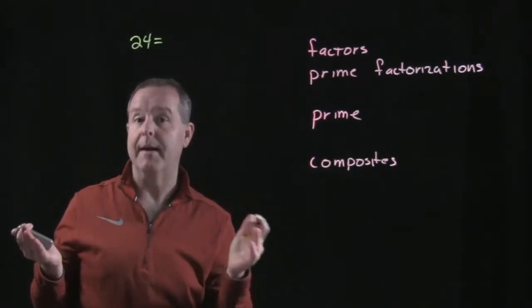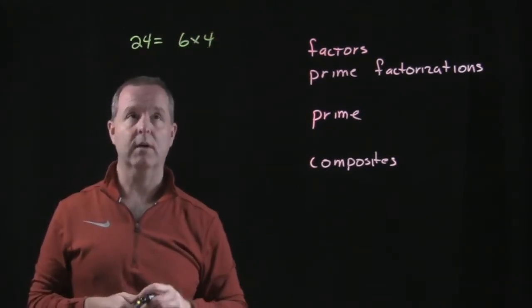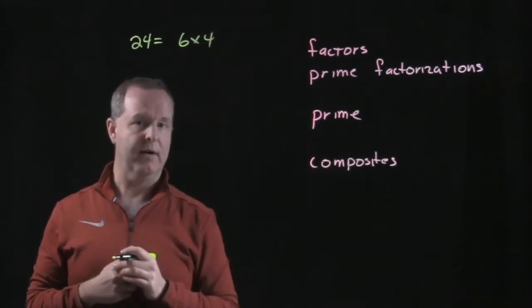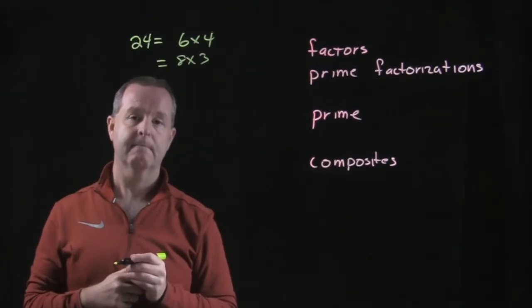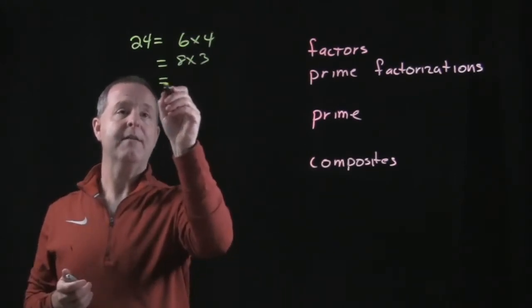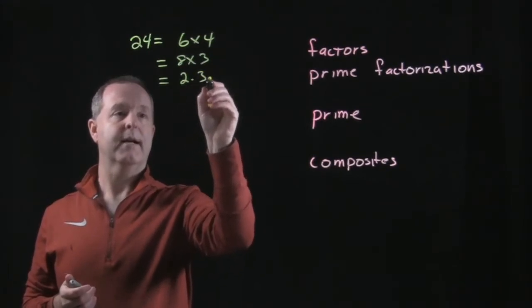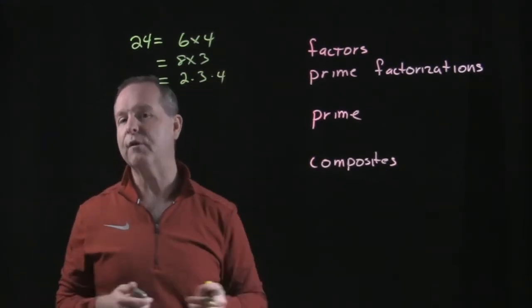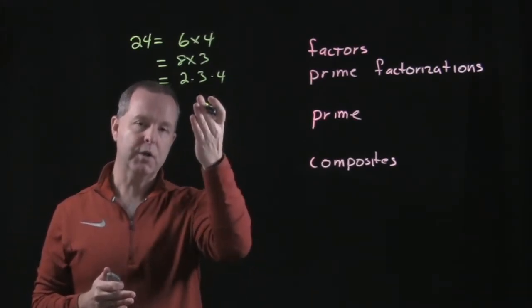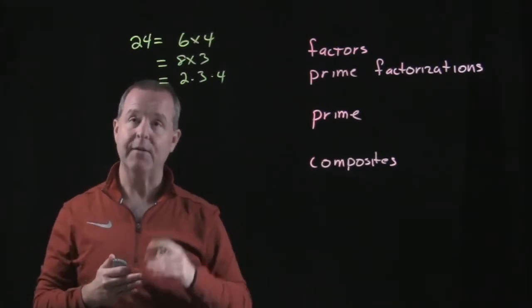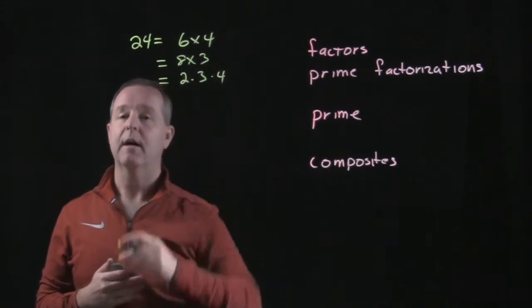That means what times what makes 24. So one set of factors of 24 could be 6 and 4. Can you think of another? Well, what about 8 and 3? There's more. There's a lot more. Maybe even 2 times 3 times 4. So there are several factors involved. So factors for our purpose are 2 or 3 or 4 numbers that, when multiplied together, produce another number. And those numbers are factors of that product.